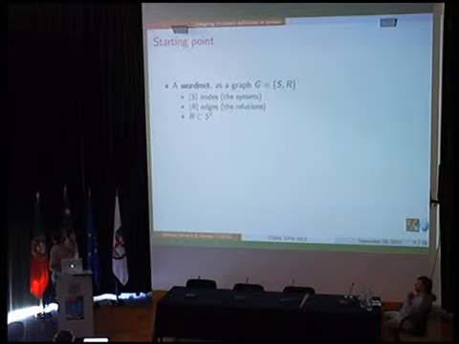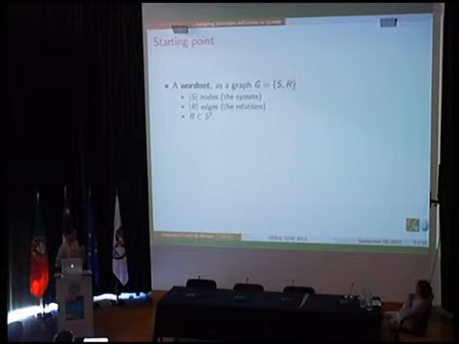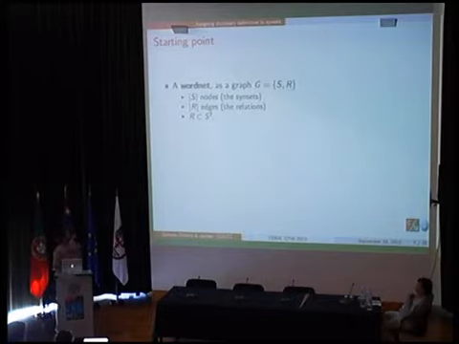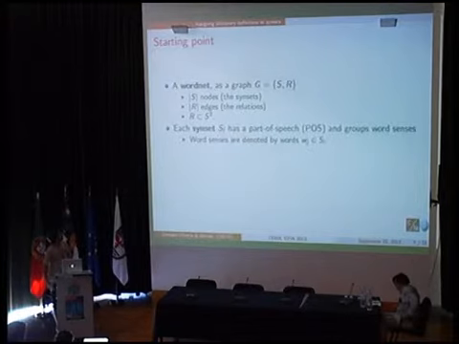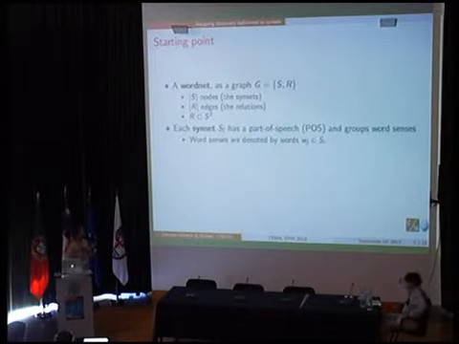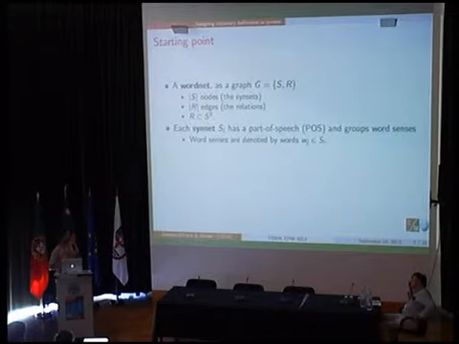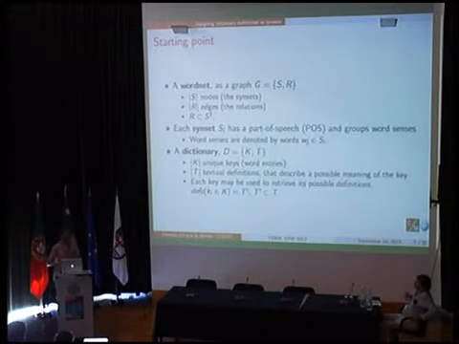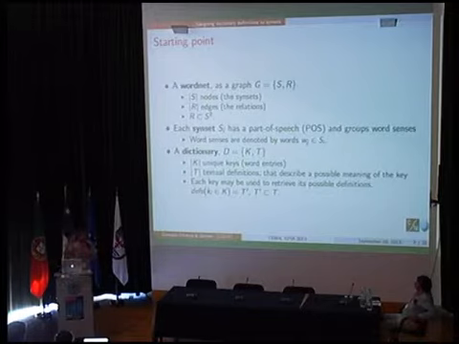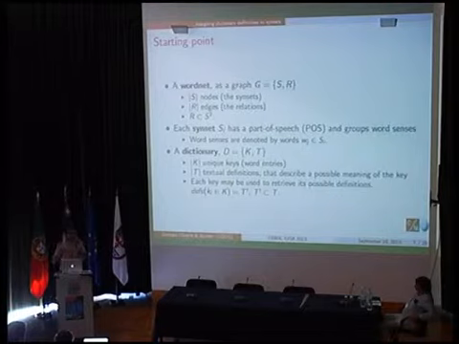So, in order to assign the definitions, which can be seen as glosses, to the synsets of a WordNet, we must have a WordNet, which can be seen as a graph with synsets as nodes and relations as the edges. We should know that the synset groups different word senses, and these word senses are represented by words. And a dictionary, I think everybody knows what a dictionary is. It's a mapping between words and definitions, and each definition describes the meaning, a sense of the keyword.